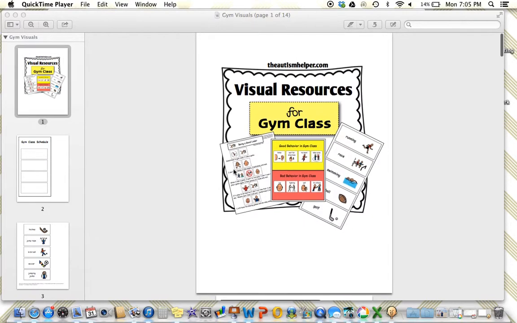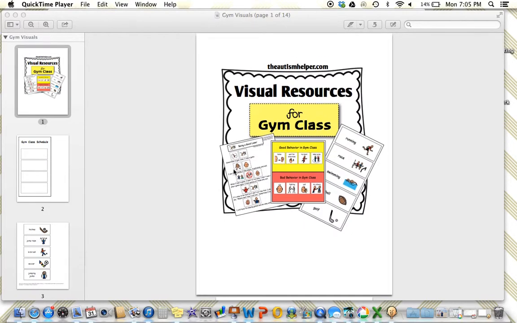Sometimes specials can be a struggle for children with autism or special needs because the same types of supports aren't utilized within that special class. So this resource is designed to decrease problem behavior and increase communication through the same types of interventions we use on a daily basis in our class. It is full of schedules, visuals, and behavior management tools that can be quickly utilized by a gym teacher in the gym class.